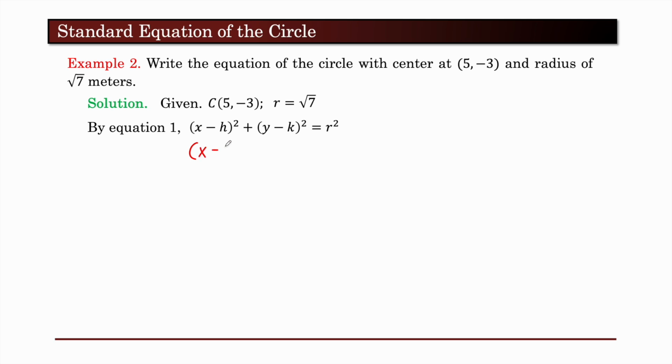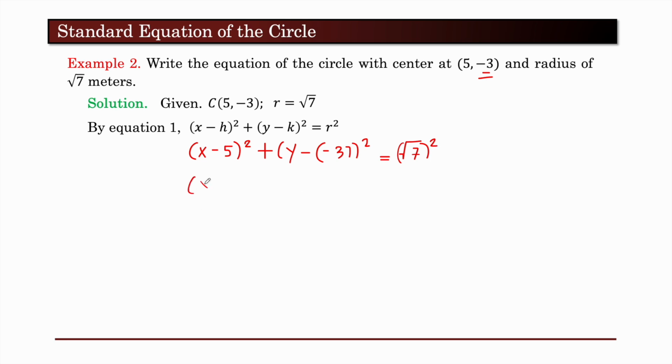Substituting, okay, h is 5, but here k is negative 3. X minus 5 square plus y, okay, minus, this minus sign is this, then k is negative 3, that's why we have to create another negative sign, square, equals square root of 7 square.